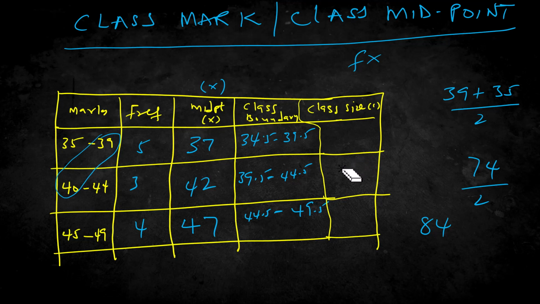Okay, so let's talk about the class size. We said knowing the boundaries will help us get the class size. So we have 39.5 minus 34.5. So this side is 5. Then 44.5 minus 39.5. So this side too is 5. Then 49.5 minus 44.5. This side too is 5.